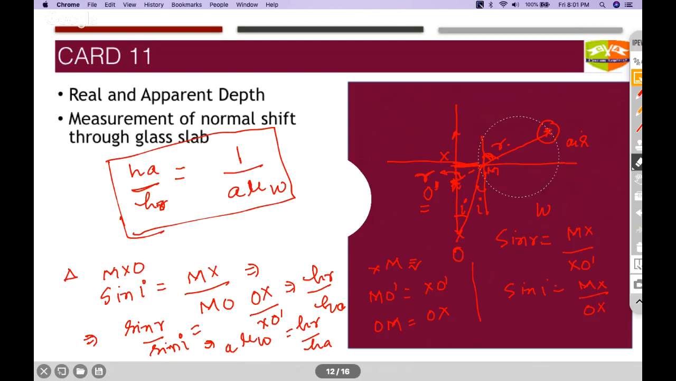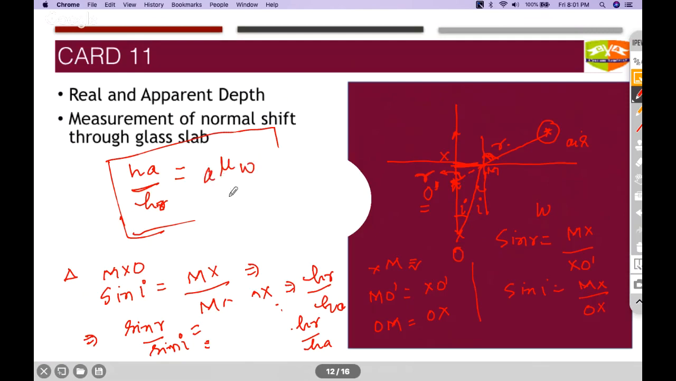Sorry, this would be opposite here. So apparent depth divided by real depth would be equal to mu of water with respect to air, since I have used water here. So this sine r by sine i would be equal to mu of air divided by mu of water.